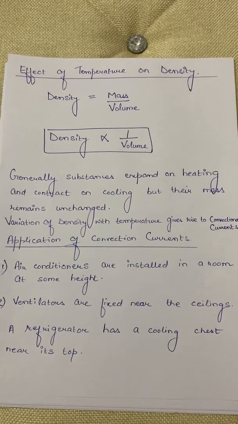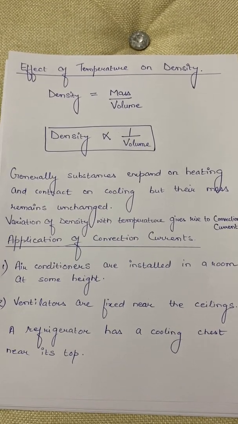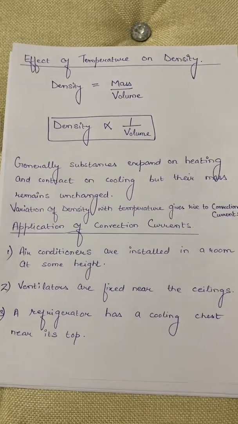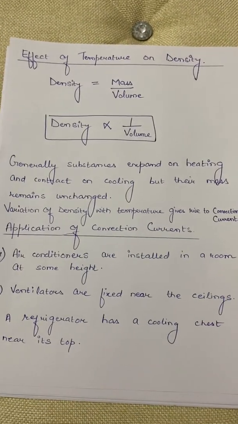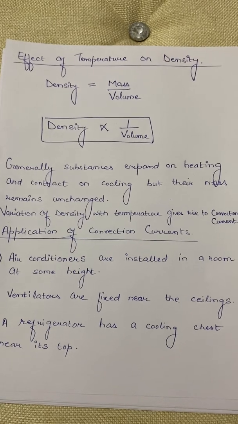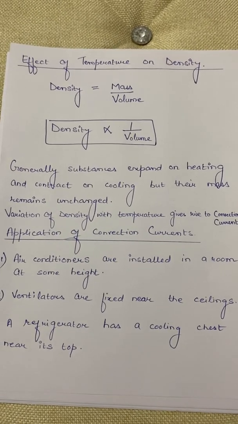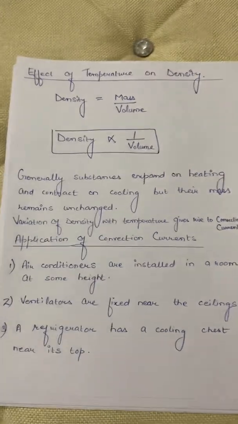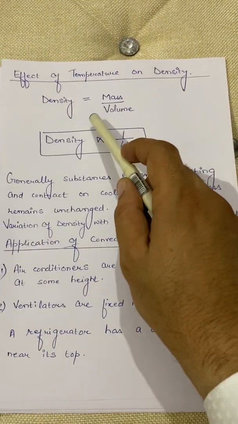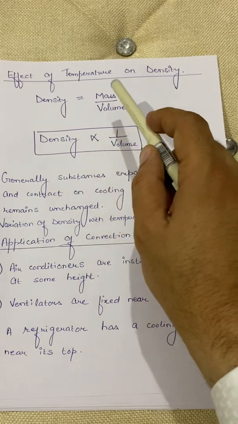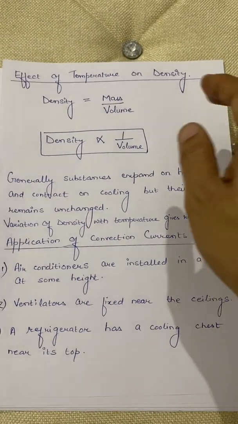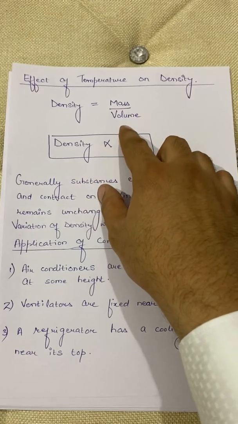Now, the density of a particular state of matter also gets affected by temperature. If we look again at the basic formula, we know density is a ratio. Density of a substance is a ratio of its mass per unit volume.